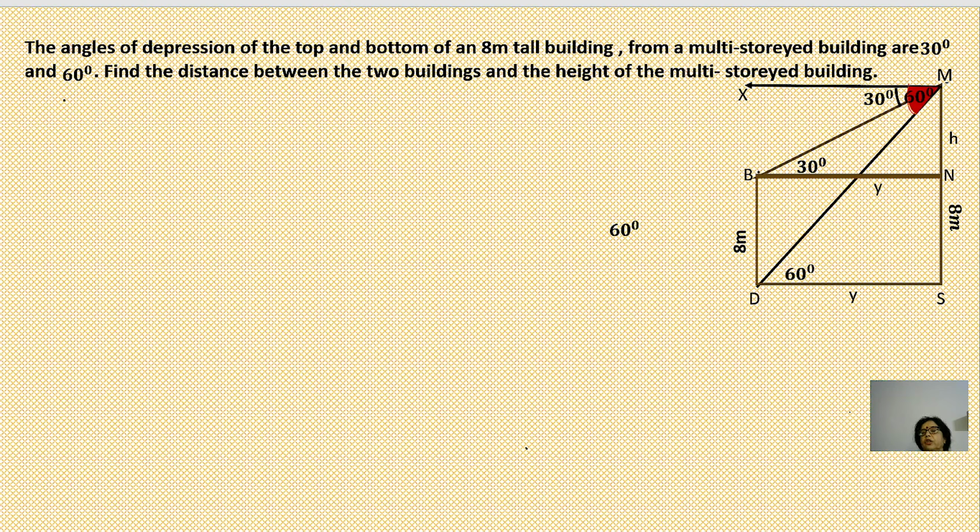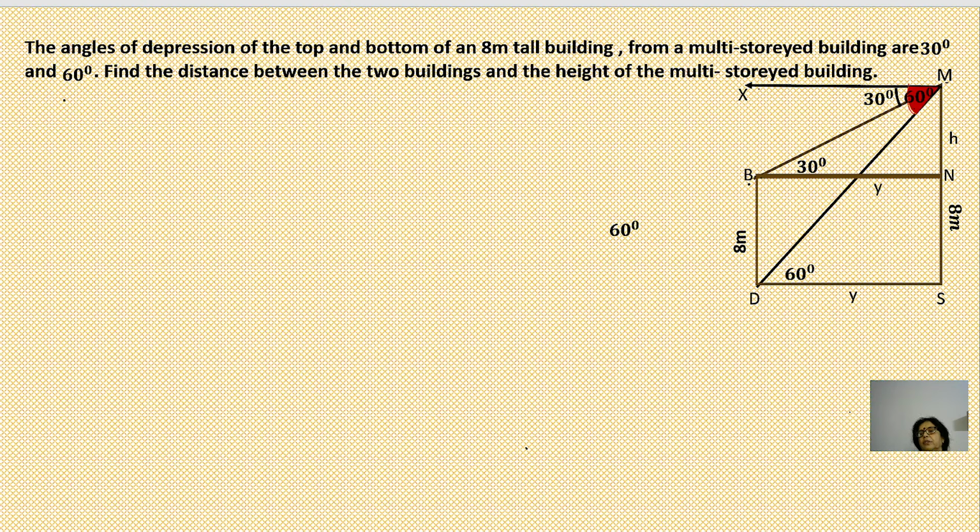He is looking at the top of this building over here and this is his line of sight MB, and this first angle of depression that he makes with the top of the building is 30 degree. So this angle XMB is 30 degree. Then he looks at the bottom of the building and this time the angle of depression is 60 degree. So this complete angle over here is 60 degree.